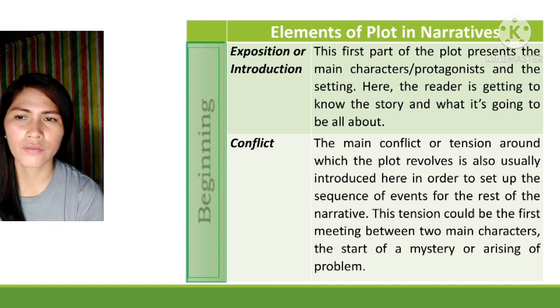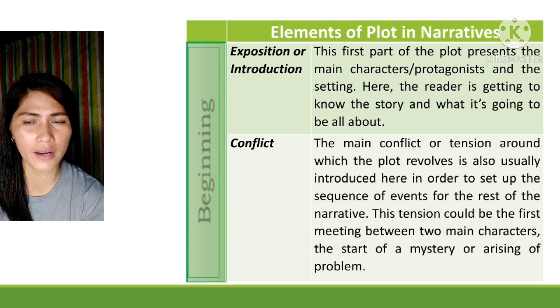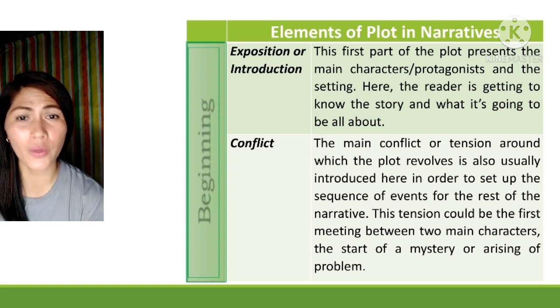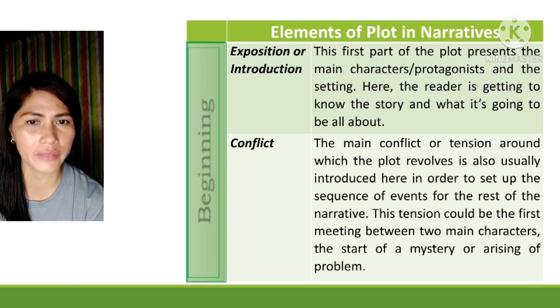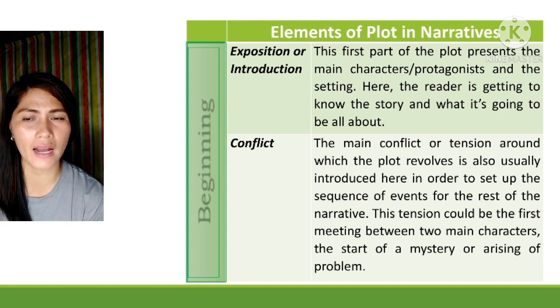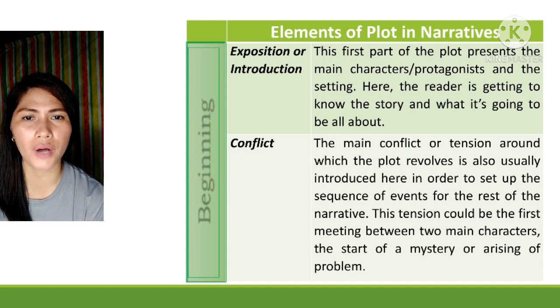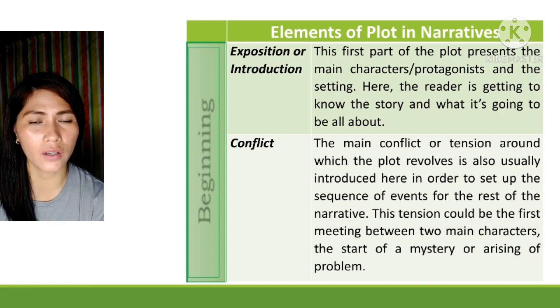Then conflict. The main conflict or tension around which the plot revolves is also usually introduced here in order to set up the sequence of events for the rest of the narrative. This tension could be the first meeting between the two main characters, the start of a mystery, or a rising of problems. So remember that in the beginning we have the exposition and the conflict.